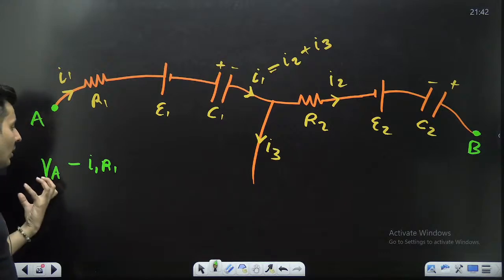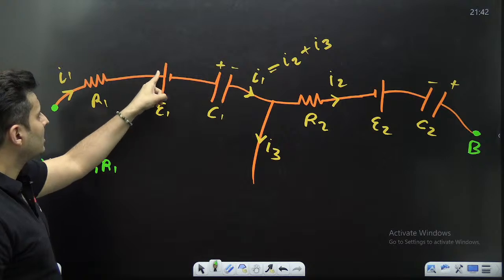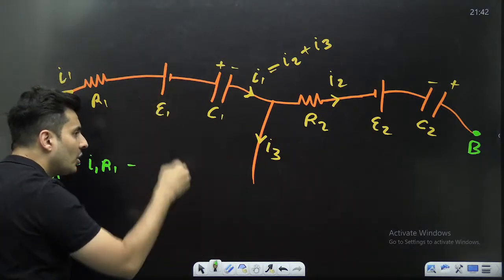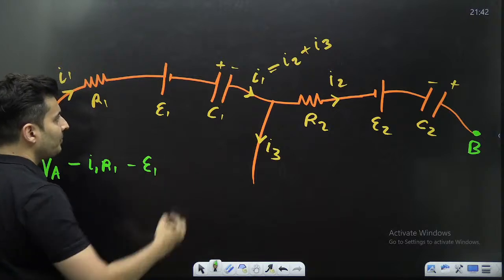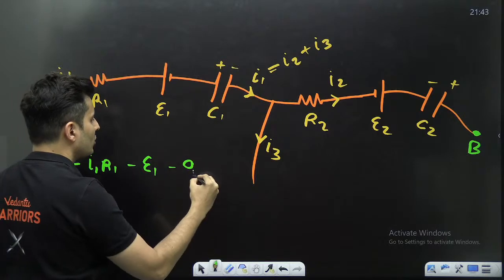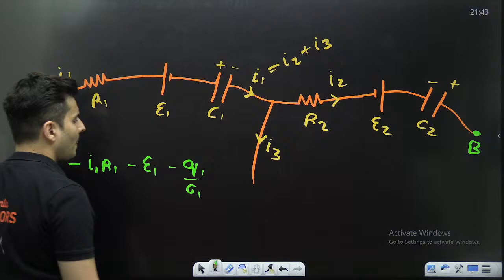So at A, there was some voltage, you drop by some amount, then you go to this battery. This is positive, this is negative, you are going from high to low, so there will be a drop of the voltage, so minus E1. Here, you are going from positive to negative, again there is a drop, so minus whatever is the charge divided by C1.